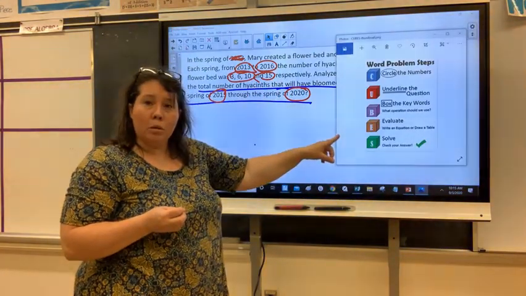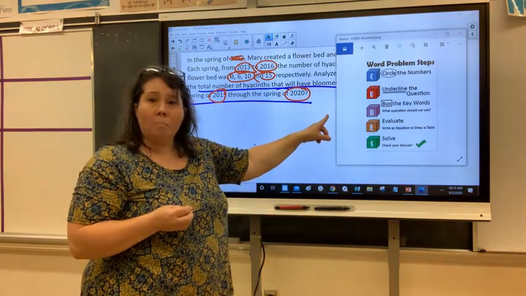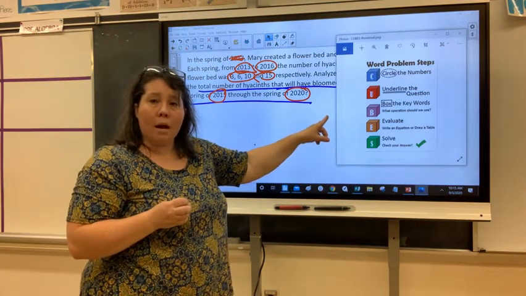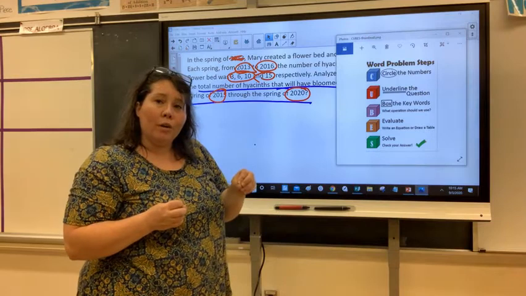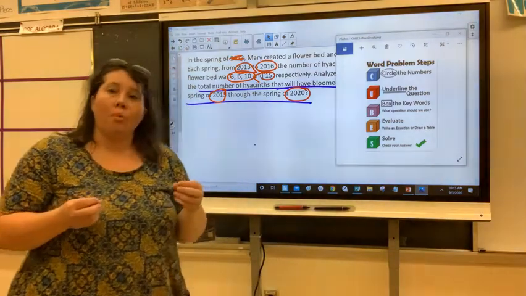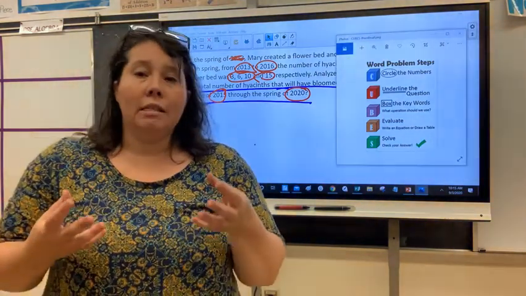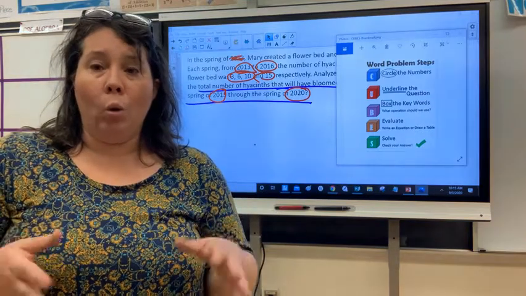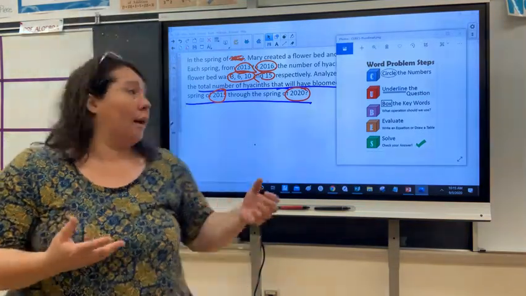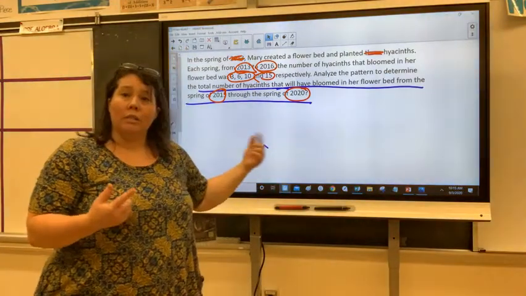Back to CUBES. The next letter is B. B for box the keywords. Your keywords are going to help you figure out what operation you need to use to solve your word problem or to set up your equations, okay? So we're going to look for the keywords in our word problem.